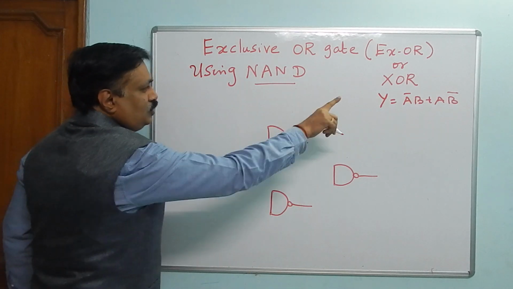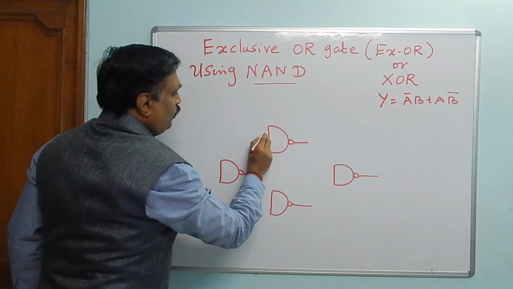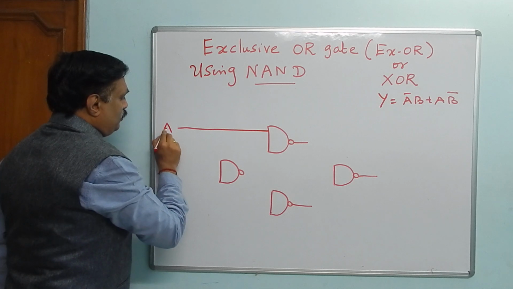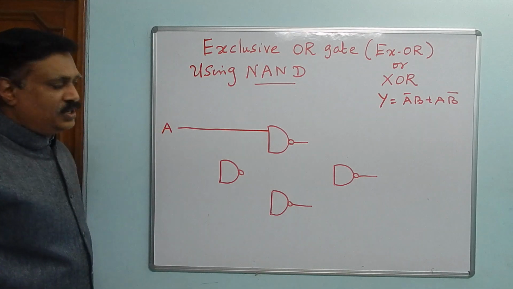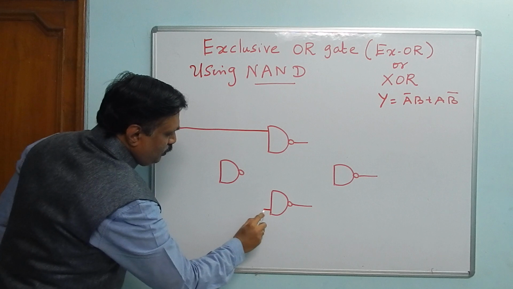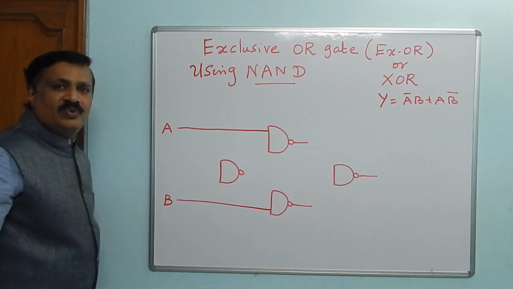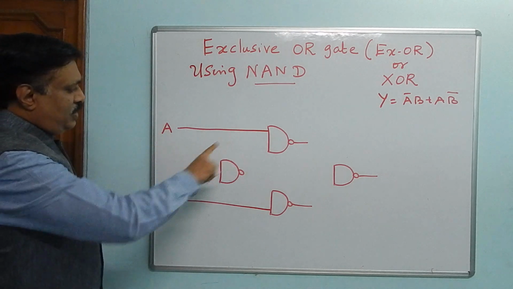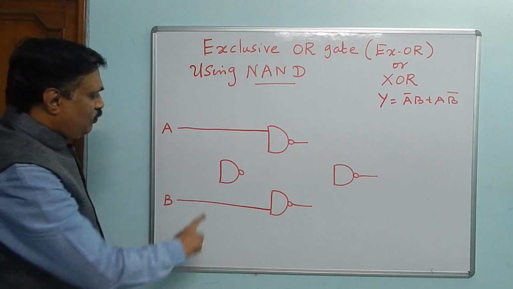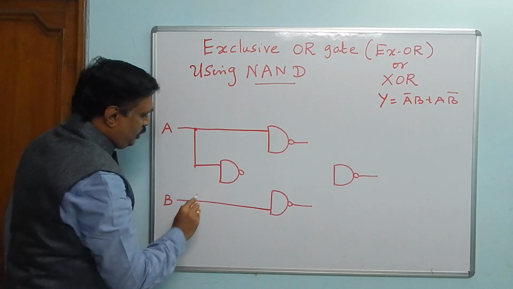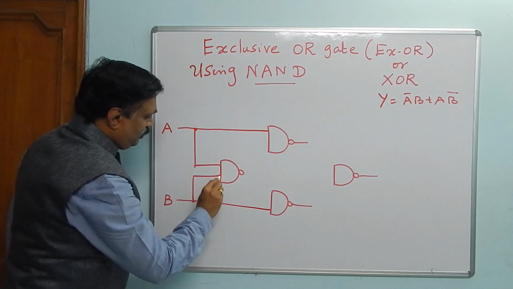Okay. Now two inputs are there. Therefore you give one input A here, you give one input A here, and you give one input B here. Okay. You are giving one input A there, one input B there. Now for this you have to give one input here and another input here.